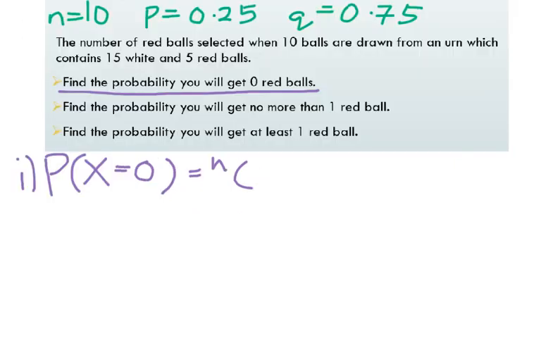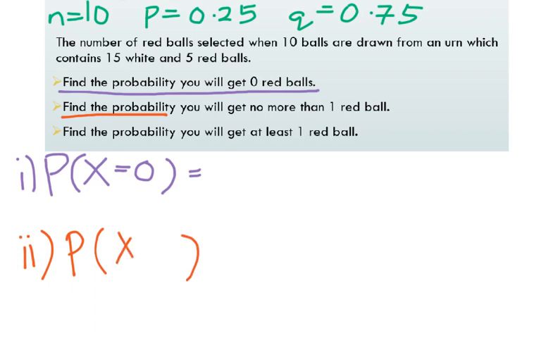Let us go back to the second question. For the second question, I'm going to use the red color. Again, find the probability. What you want to find is the probability that you will get no more than one red ball. So again, what we want to find here is the number of red balls, which is our variable x. And then no more than one red ball.